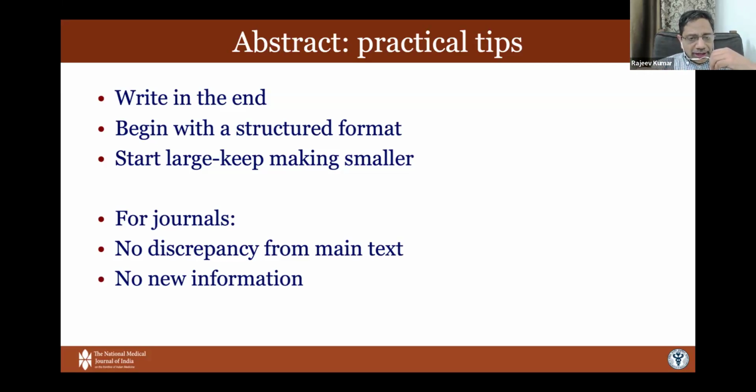Again, remember, if you're doing an abstract for a journal, you're not providing any information that is new and that's not given within your main article itself. So if you've done research, you've got content in your article, the abstract should not be providing new information.